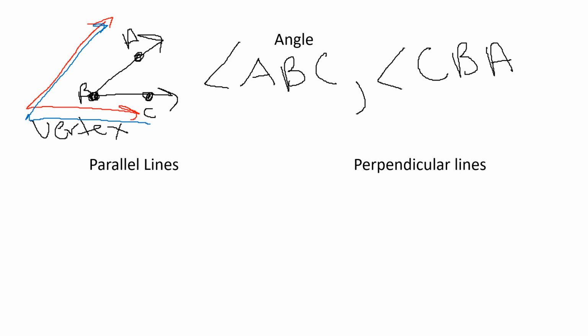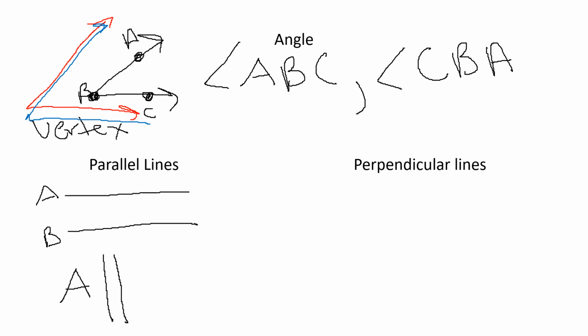This lesson also talks about parallel lines. Parallel lines never intersect, and they go side by side exactly. So let's say that we have this line, and we're going to call this line A, and this line B. We can write that line A and B are parallel by doing this: A, and then we're going to do two parallel lines, B.